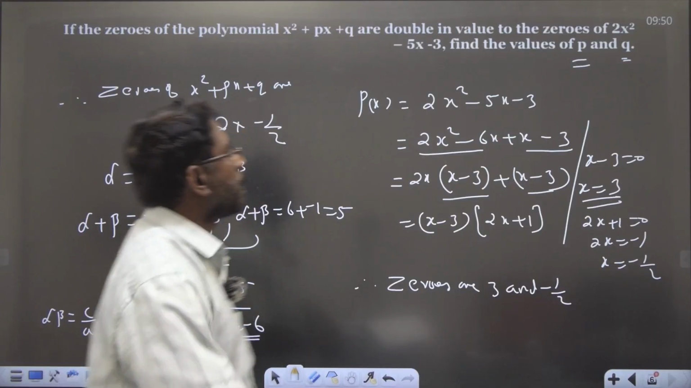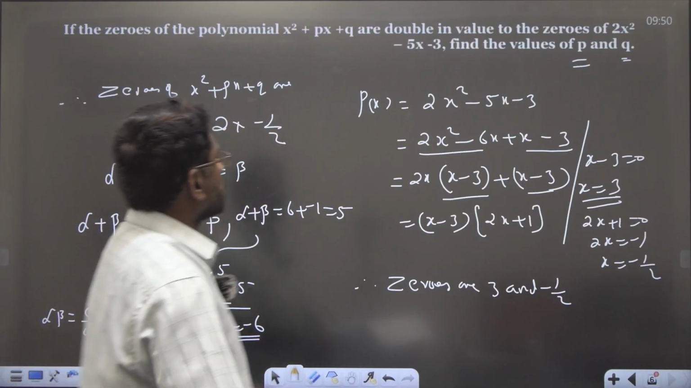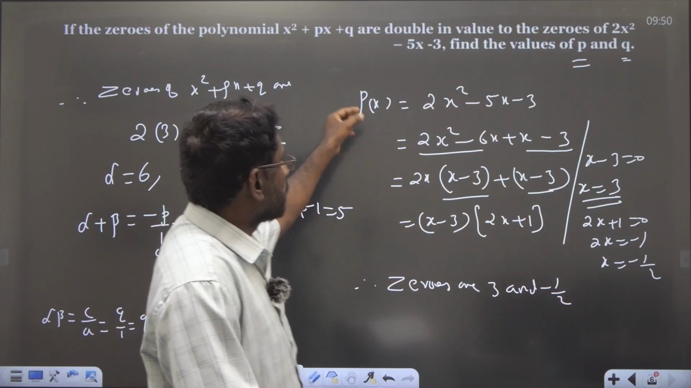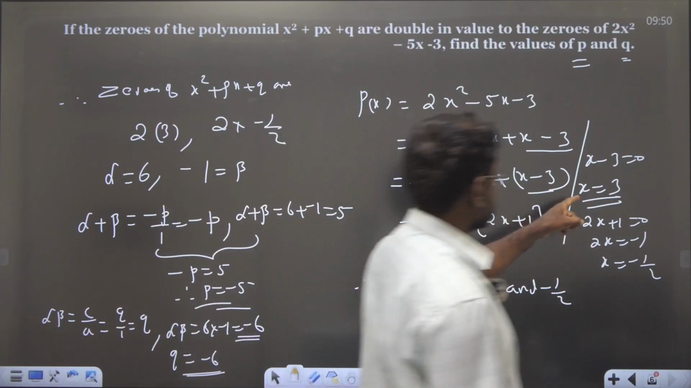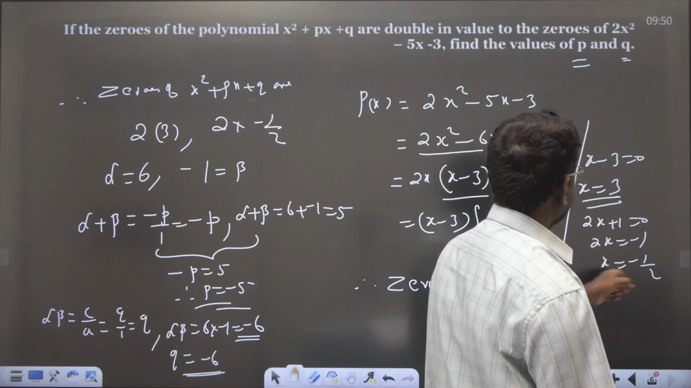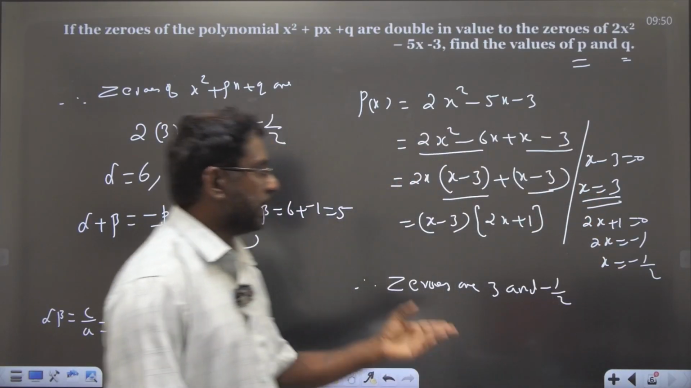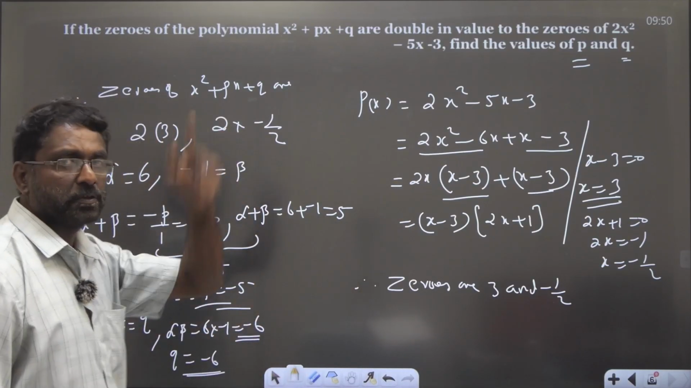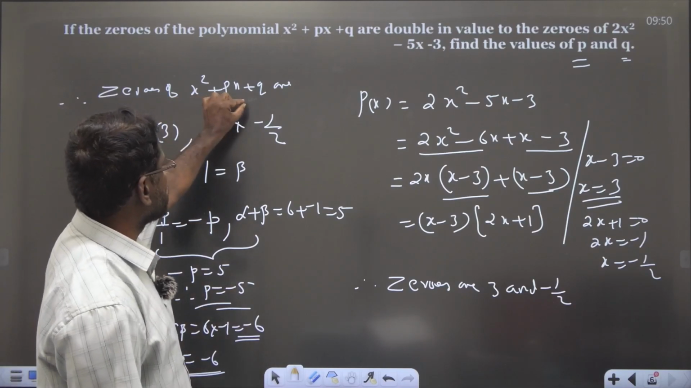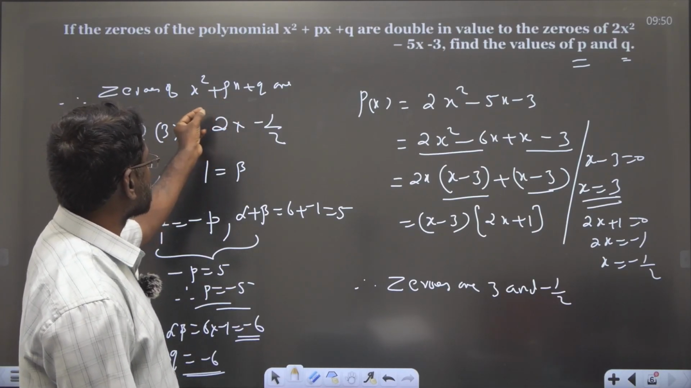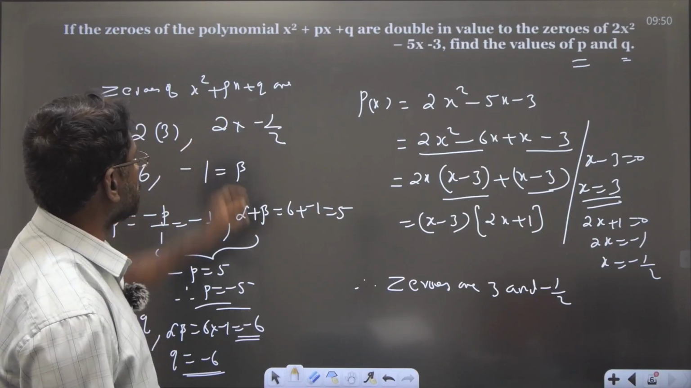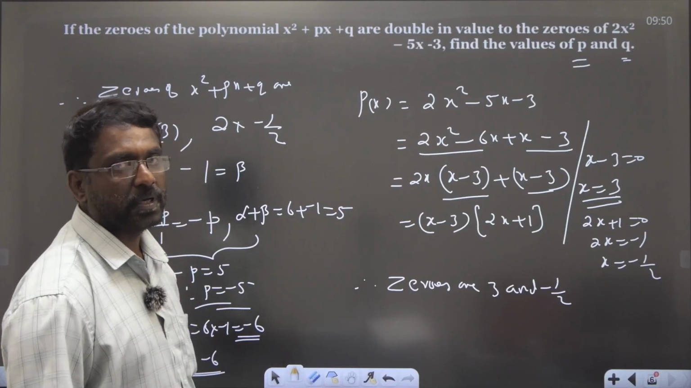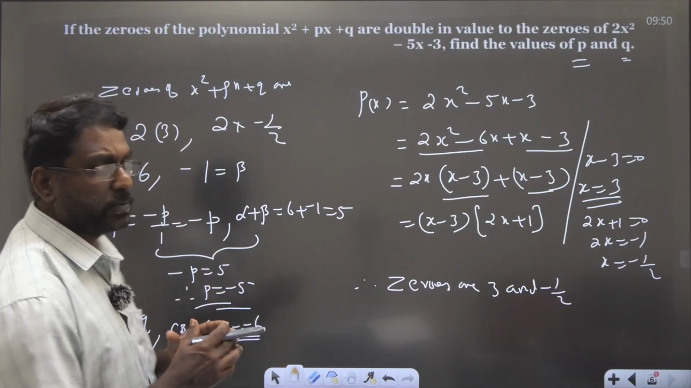Very good question. Once again, I can explain. Given that p of x equal to 2x square minus 5x minus 3, first we have to find the zeros of the polynomial. We have got x equal to 3 and x equal to minus 1 by 2. They are the zeros of this polynomial. But as per the question, the zeros of x square plus px plus q are double the zeros of the given polynomial 2x square minus 5x minus 3. Therefore, we double them.